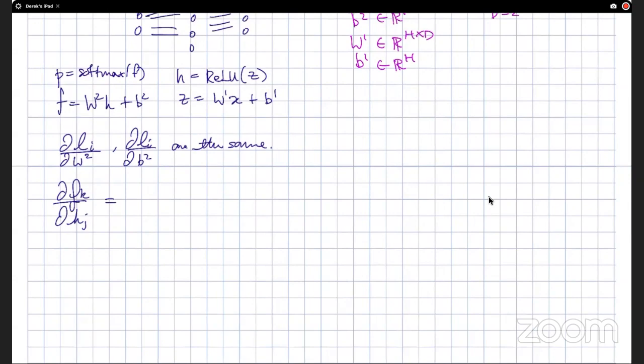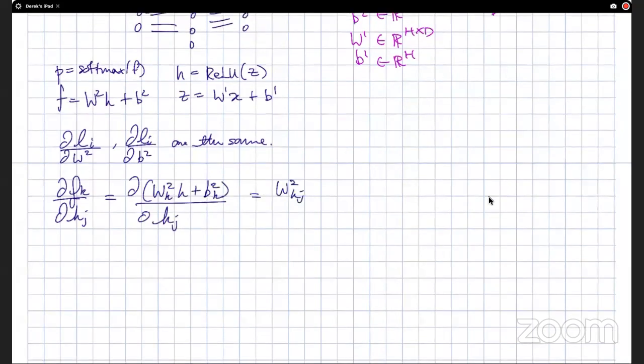Okay, so here I have d of w2k h plus b2k over dhj. Well, that's just going to be w2kj. All right. Then as I go through my dh over dz, well, that's just indicator of zj greater than 0.